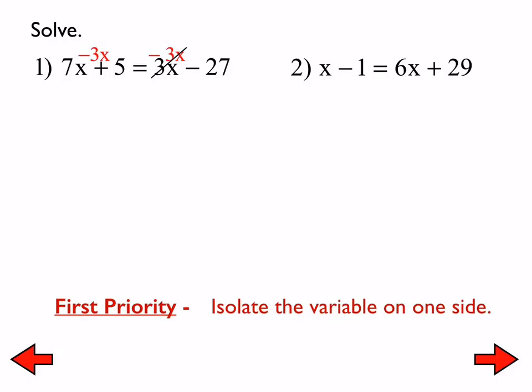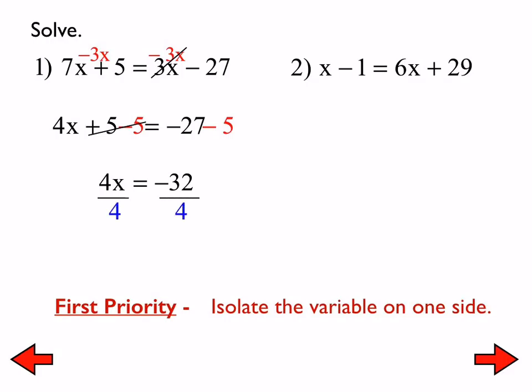7x minus 3x would be what? 4x. And then we still have our plus 5 equals negative 27. And now it looks like a regular equation that we've been used to doing all year. So now the next step would be to get rid of the 5, the constant. Good. So subtract 5 from both sides. And now we have 4x equals negative 32. Then what? Divide away the coefficients. So divide both sides by positive 4, and we're left with x equals negative 8.